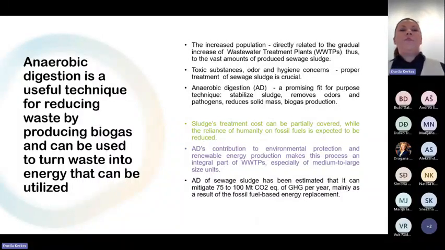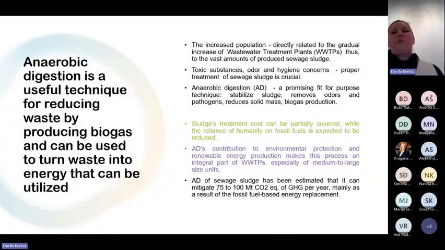We use anaerobic digestion technique for reducing waste and producing biogas, turning this waste into energy that can be utilized later, because we are all aware of the increased population, and this increase is directly related to the increase of wastewater treatment plants and, later on, the amounts of produced sewage sludge. We are aware that sewage sludge contains many toxic substances. It represents odor and hygiene concerns, and its proper treatment is crucial.